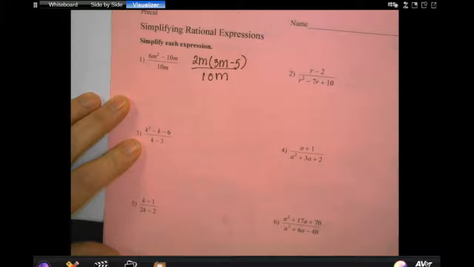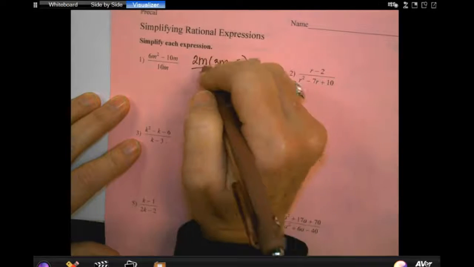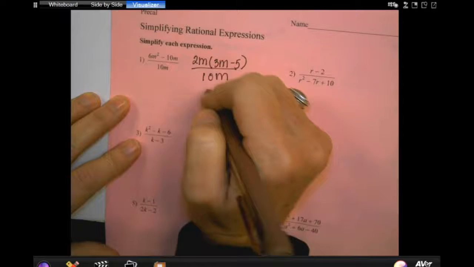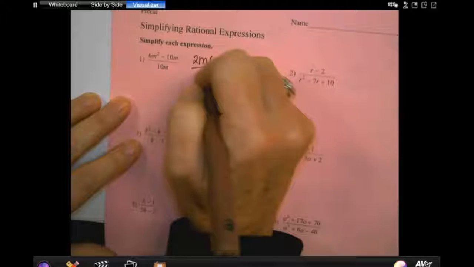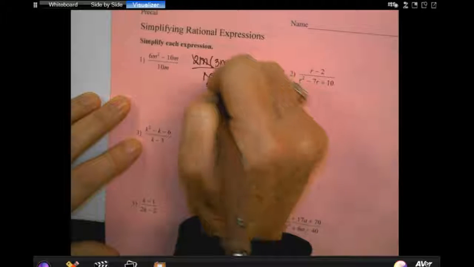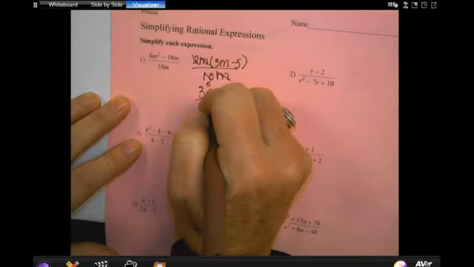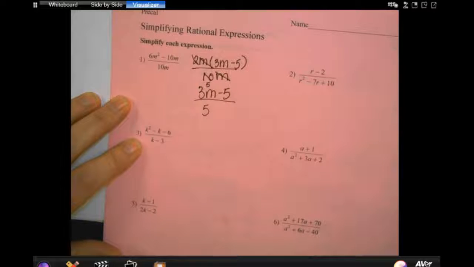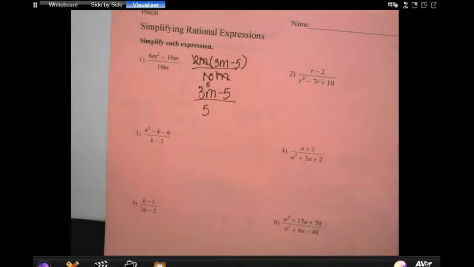So what cancels here? The 2 and the 10, right? And that gives me 5. This cancels to 5. And my m's cancel out, and it leaves me with 3m minus 5. So that's the reduced rational. Now, the question is, on the bottom, what's the restricted value? Why? There's no variable here, so you can't restrict anything. So there's no restricted values for this one. Okay, so that is the answer.